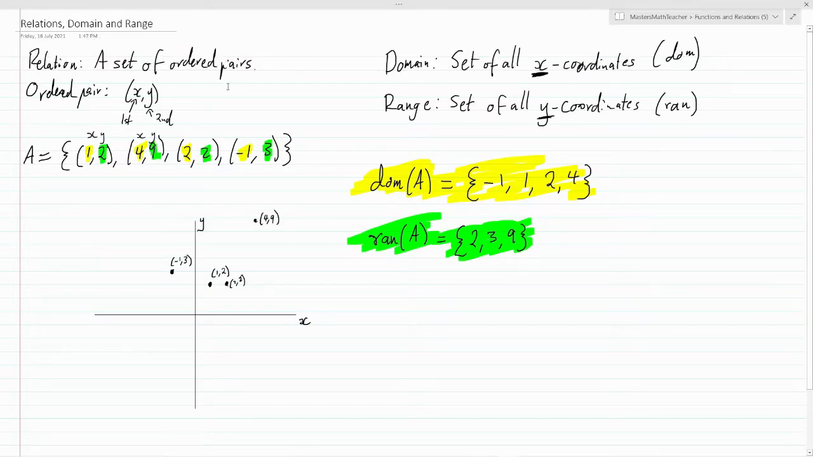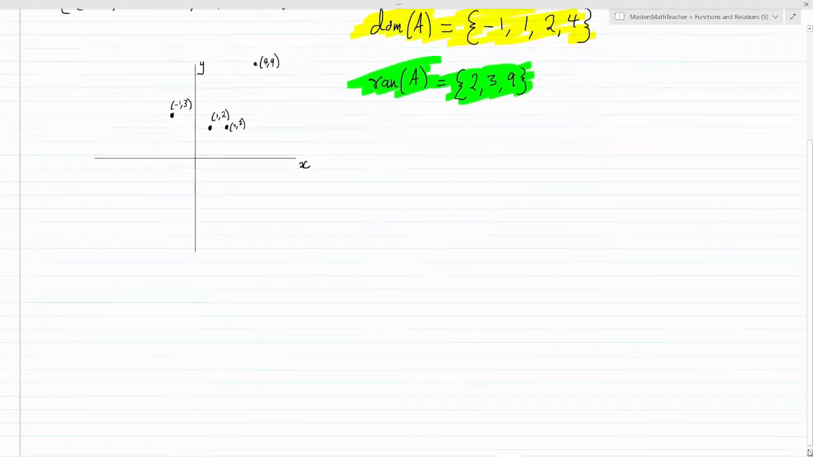So that's a basic relation. Let's look at something a little bit more complex. Now, if you recall back the graph y equals mx plus c. That's just your ordinary straight line graph.